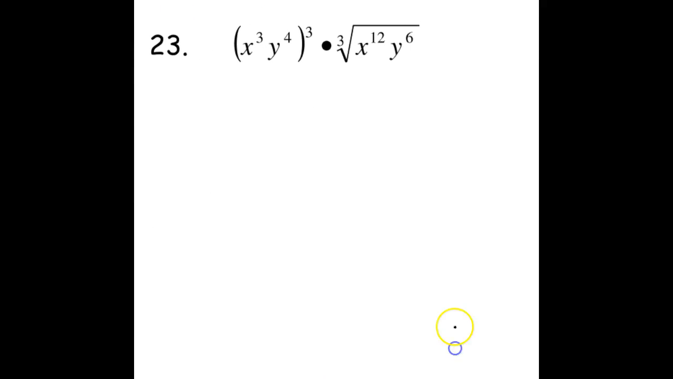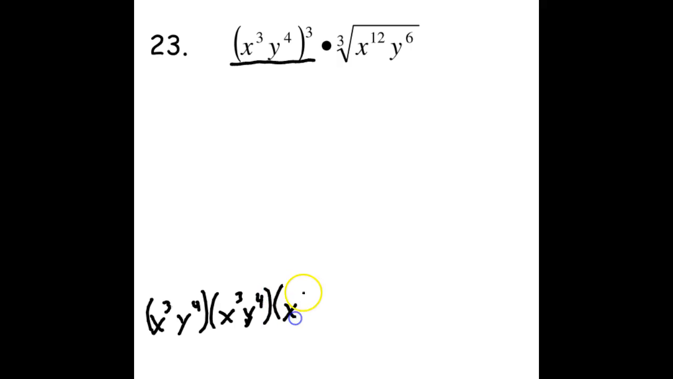Okay, so now we're going to start combining all these rules all together at once. So we have to be very careful, watch out for details. So let's first take care of this part, figure out what this is. So remember, if you need to, you could write this out the long way. That's x to the 3rd, y to the 4th, times itself 3 times. X to the 3rd, y to the 4th, times x to the 3rd, y to the 4th.